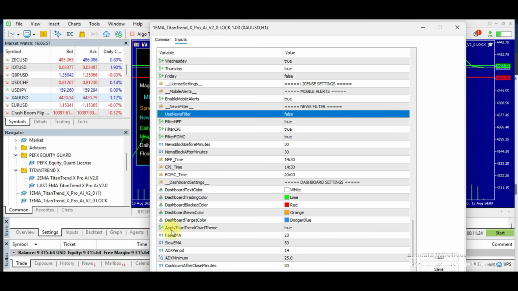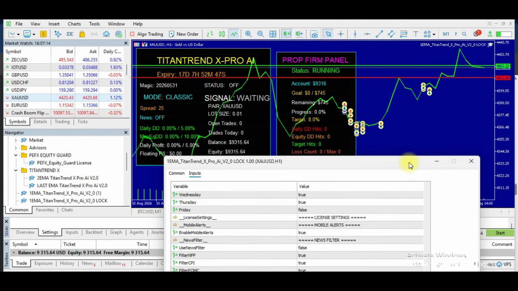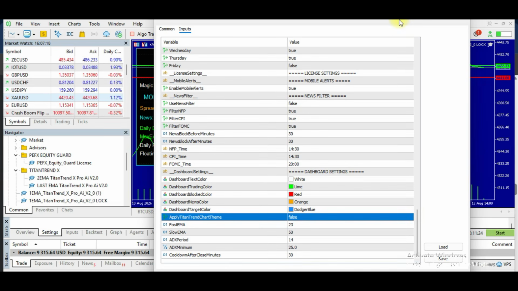This is the apply Titan chart theme. So leave it on, because if you leave it off like this, if you put it on false, that means if the EA is trading, it will not show this blue background. You understand? It will show a black background, and it will not give you the chart color. So leave it on so you can get your chart color, even though you're backtesting and you're running it normally. This is the EA, I mean the trend mode.